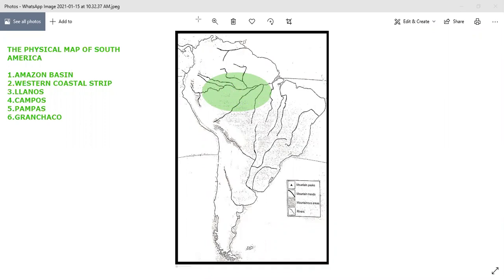Now the western coastal strip. For the western coastal strip, I would like to differentiate you. These are the Andes mountains that you draw. The area on the left hand side of the Andes is the western coastal strip. I should use the thinnest pen for this area. This is the western coastal strip, just green in color.